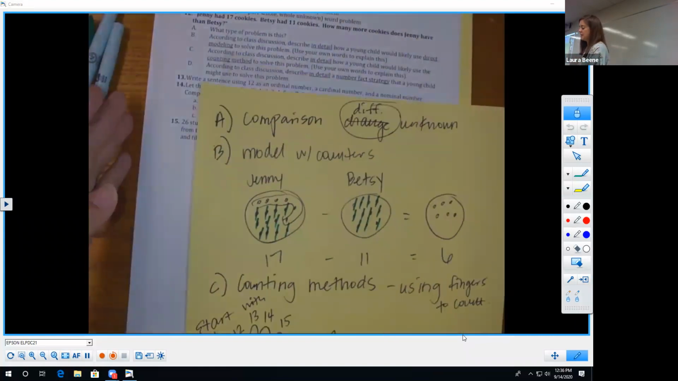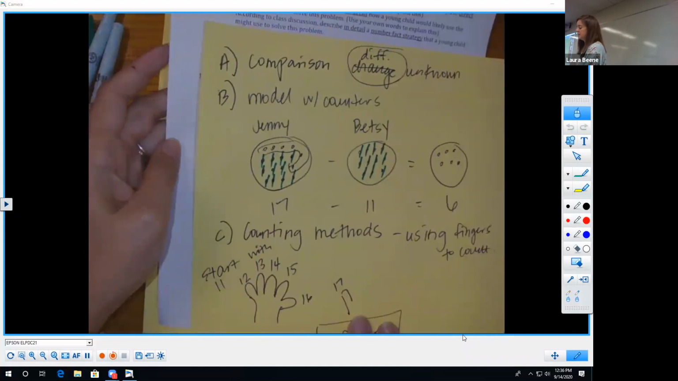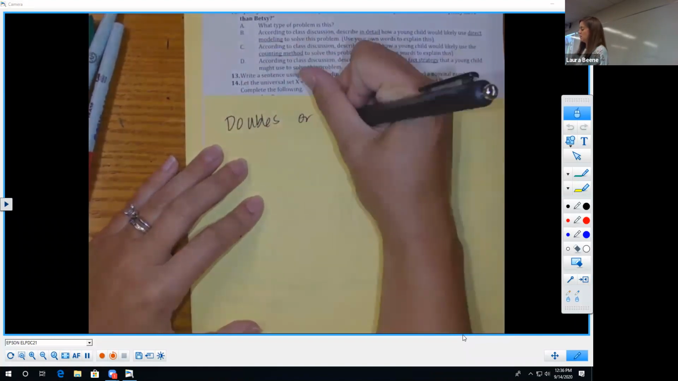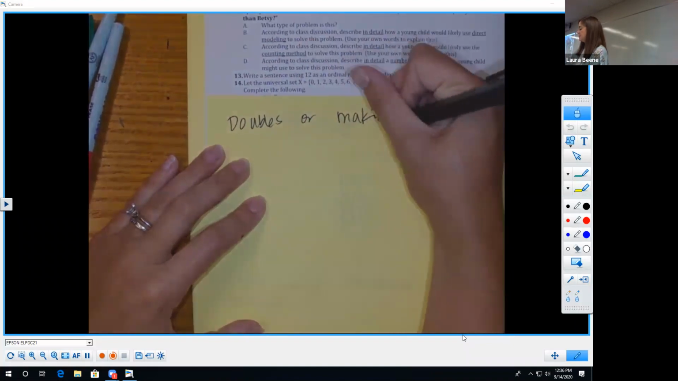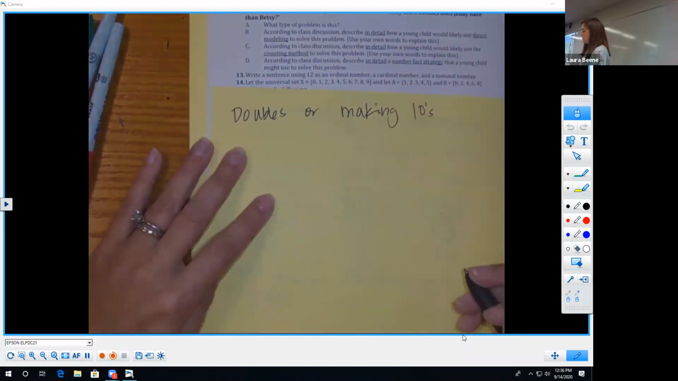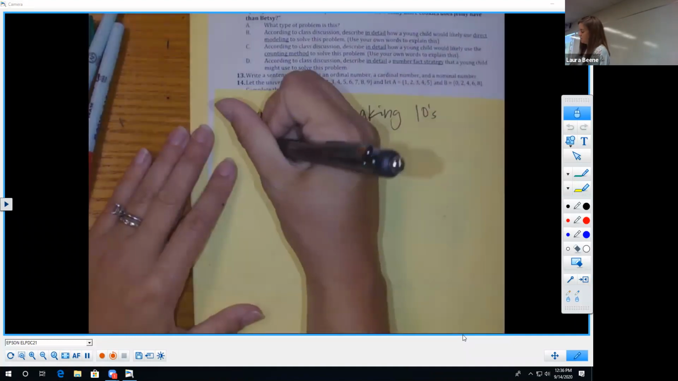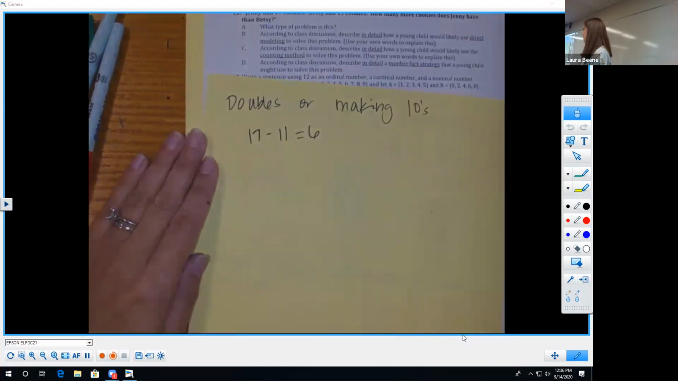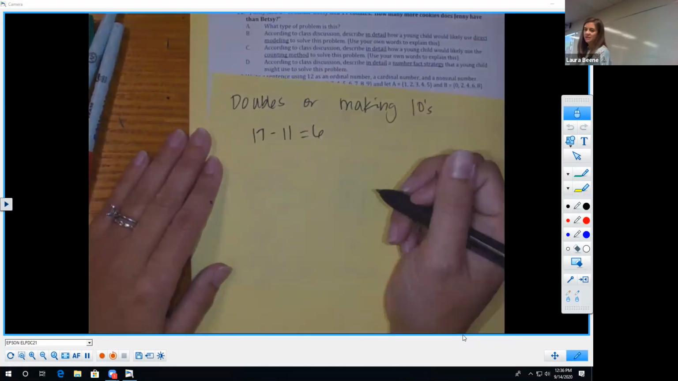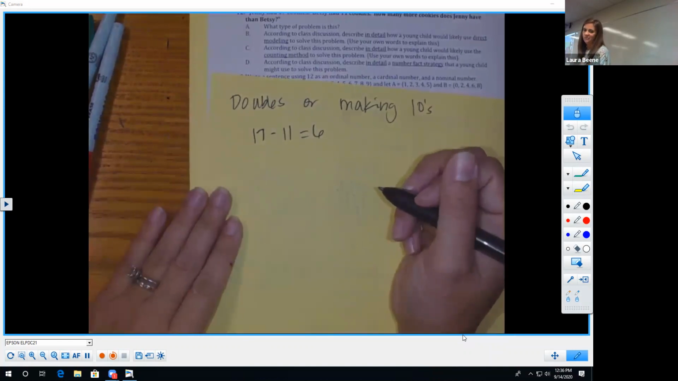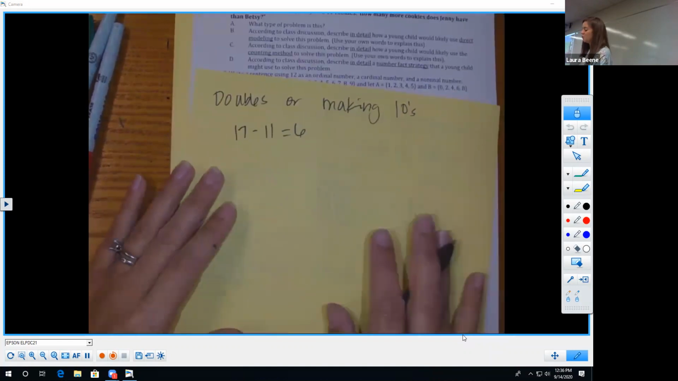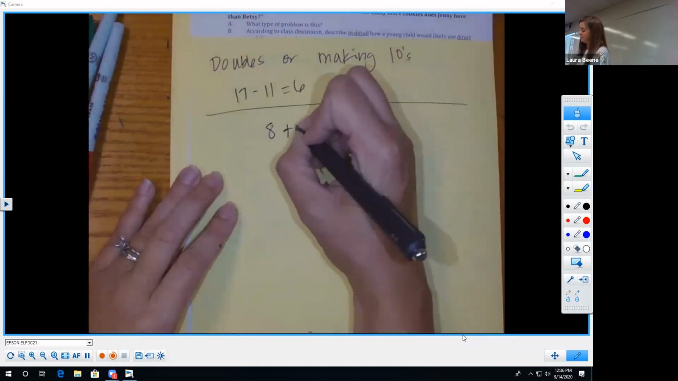Okay, and then for part D, a number fact strategy. So the number facts that we talked about in the videos were doubles or making tens. For this specific problem of 17 minus 11 equals 6, I don't feel like it's really a number fact or a double or a making 10 problem. So I wouldn't give you this problem on the test because it doesn't make sense to explain for that one. Let's go back to the 8 plus 5.